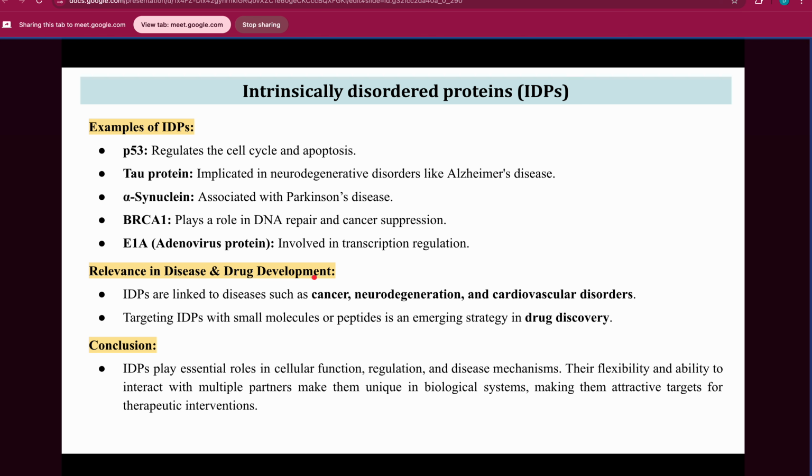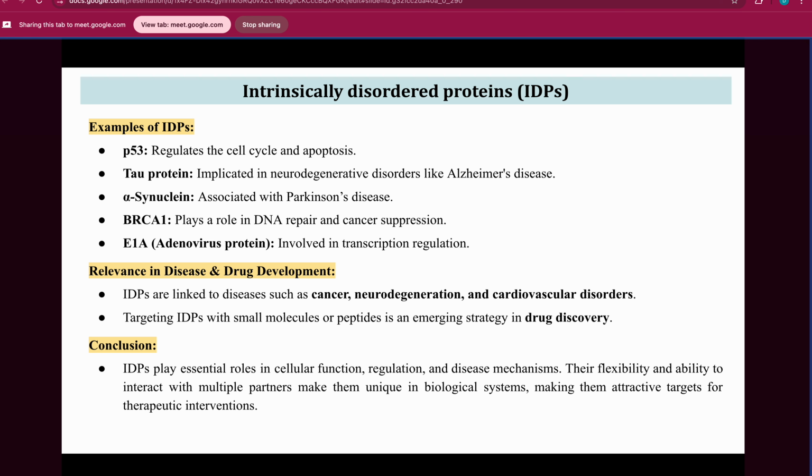Now, relevance in disease and drug development. We'll see whether they have any importance for designing drugs. These IDPs are linked to diseases such as cancer, neurodegeneration, and cardiovascular disorders. In such cases, targeting these IDPs with small molecules or peptides is an emerging strategy in drug discovery. Generally, when we design drugs, firstly we need to find certain proteins or biomarkers which are involved in a disease. But with development in technology, we are now able to identify the IDPs which are responsible for certain diseases.